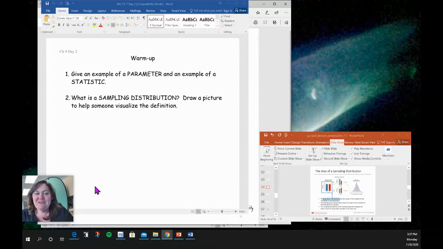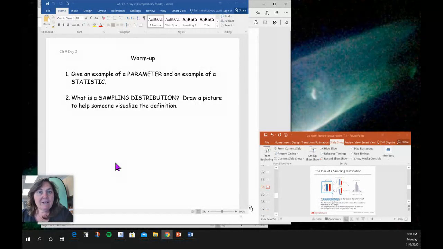But hopefully we can get through this, and 7-1 will be understood well by you by the end of our lesson today. The first thing I want to do is a quick warm up from yesterday. I want you to go into Edpuzzle and give me an example of a parameter and give me an example of a statistic. And then I'd like for you to tell me what is a sampling distribution and draw a picture that would help someone visualize the definition.